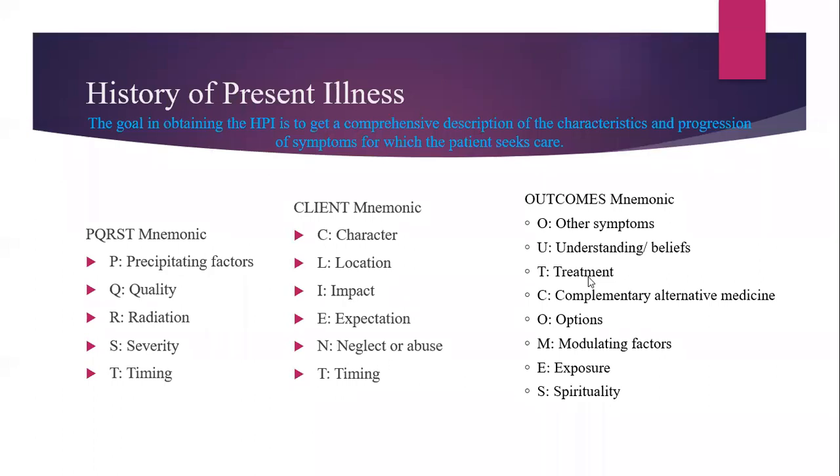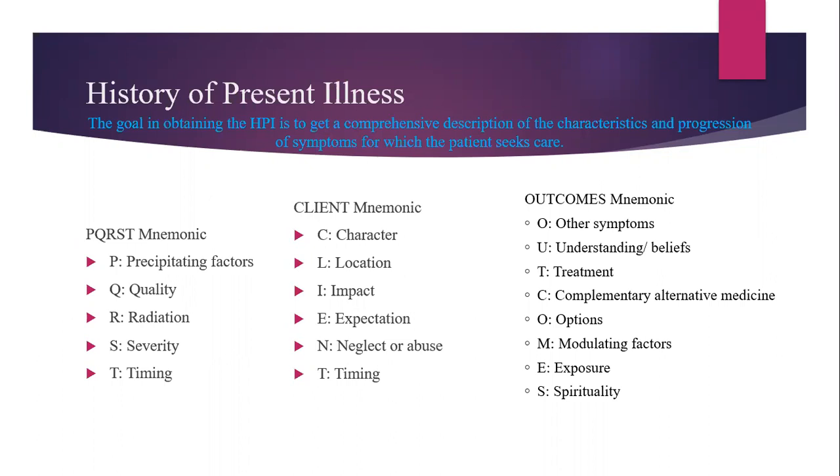And T stands for treatment. So treatment, I mean medical treatment or other therapies that the patient has used to try to alleviate the symptoms or condition. And C stands for complementary or alternative. Complementary and alternative medications, we call CAM, including a description of the patient's use of these agents, right?